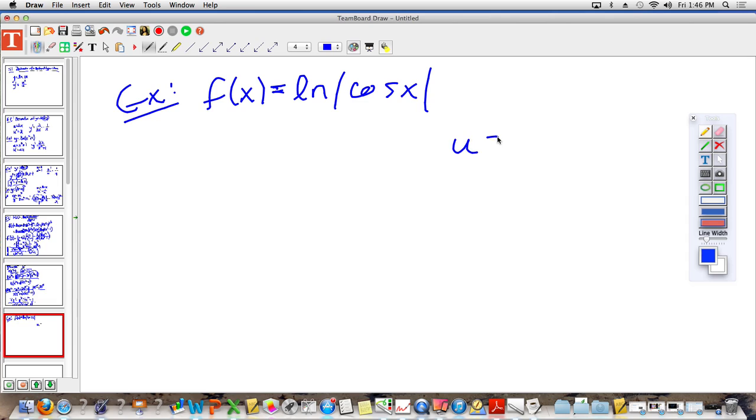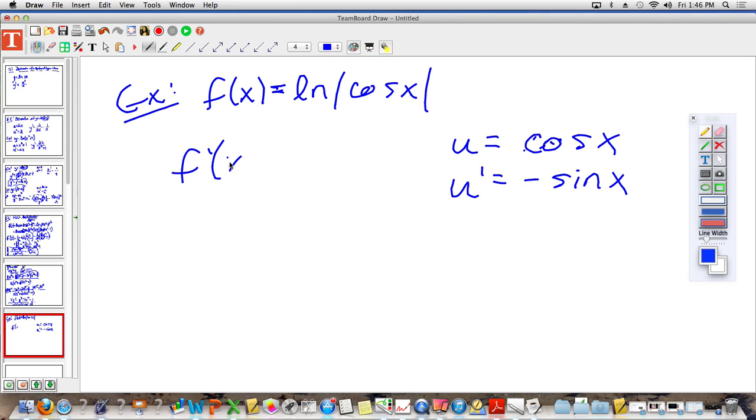So what's u? We're taking the natural log of the cosine of x. What's u? Cosine of x. All right, so what's the derivative of u? Negative sine of x. So the derivative of u goes on the top, negative sine of x, very nice. What goes on the bottom? Cosine of x. Does that look familiar to you?